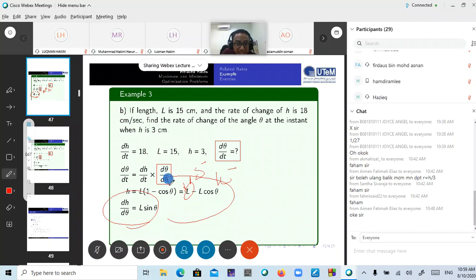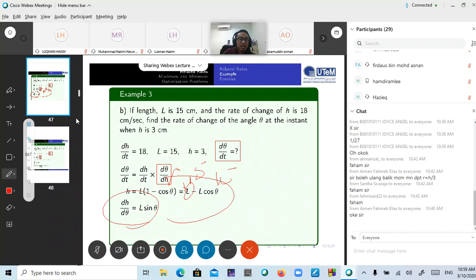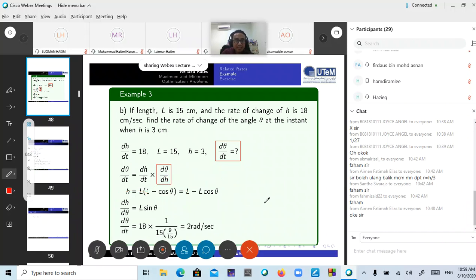Tapi yang awak nak apa? dθ/dH. So we know that dθ/dH, awak boleh buat 1 over. So that's why dθ/dt, awak ambil balik yang ni, substitute kat sini. dH/dt already know, which is 18. dθ/dH, yang awak ada adalah dH/dθ. So that's why awak buat 1 over. 1 over 15 times by sin theta. Sin theta adalah 9 per 15.